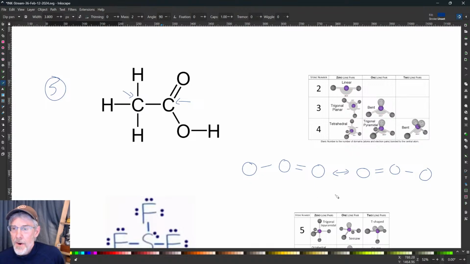So sometimes you'll see it drawn like this here. Instead of a double bond, you have a 1.5 bond here and a 1.5 bond here. And this would be a mix of the 2 resonance structures. I hope that makes sense.